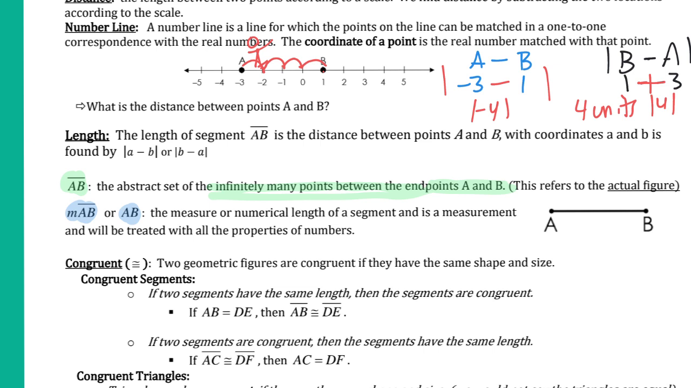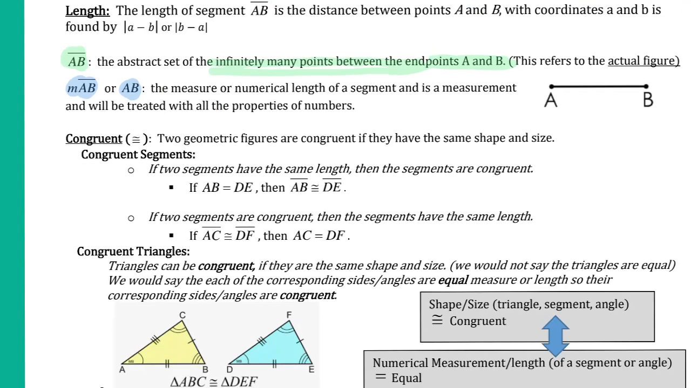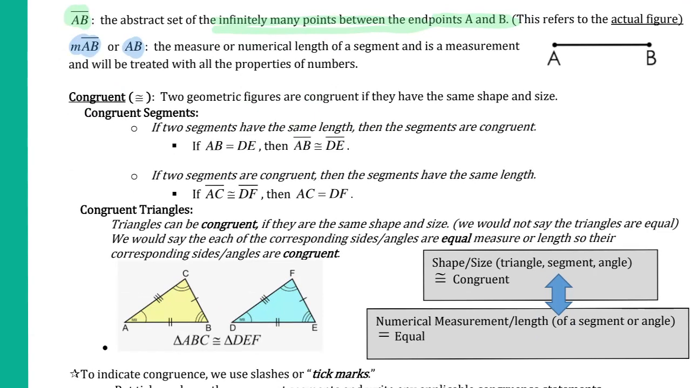Now here's a new concept. It's a good one. It's called congruent. So we know equal. Numbers can be equal. Equations have an equal sign in them. Congruent means something very specific to geometry. So congruent means that, and here's how you do it. You put an equal sign with a little hill over it. And so congruent means that the items, the shapes and figures, have the same shape and size.